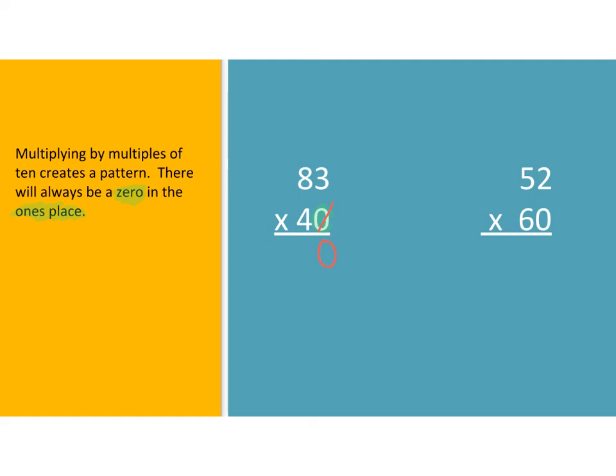So 4 times 3 is 12. I'll carry my 1. And 4 times 8 is 32, plus the 1 I carried is 33. So 83 times 40 is 3,320.